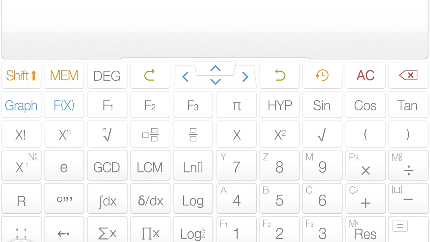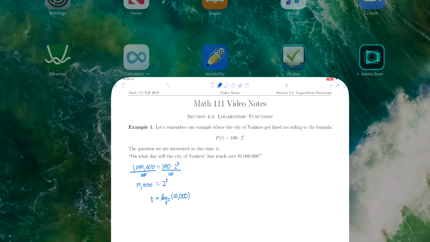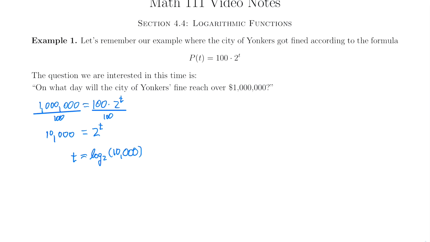Oh, hold on, did I put one too many? So that is 10,000, and here I now get 13 point, let's say 29. That's good enough. I'm going to remember that. 13.29. So t is approximately 13.29. Mostly it will always be an infinitely long and non-repeating decimal, with a few exceptions where we have very clear answers.